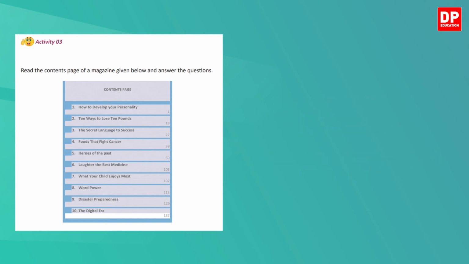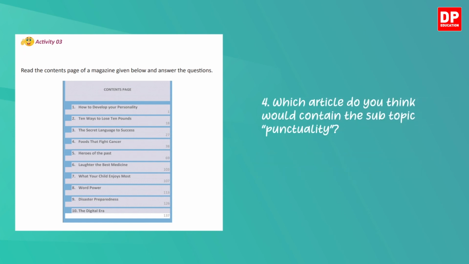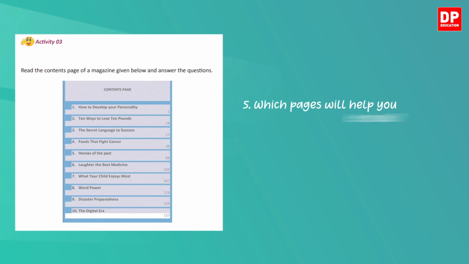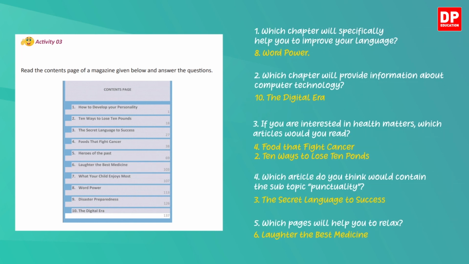Okay, now the fourth one. Which article do you think would contain the subtopic punctuality? It should be the third one, the secret language to success, because punctuality is a key to success. The fifth one is, which pages will help you to relax? Is it the pages where you get laughter the best medicine, as laughter relaxes everyone? Hope you could get all the answers correct.